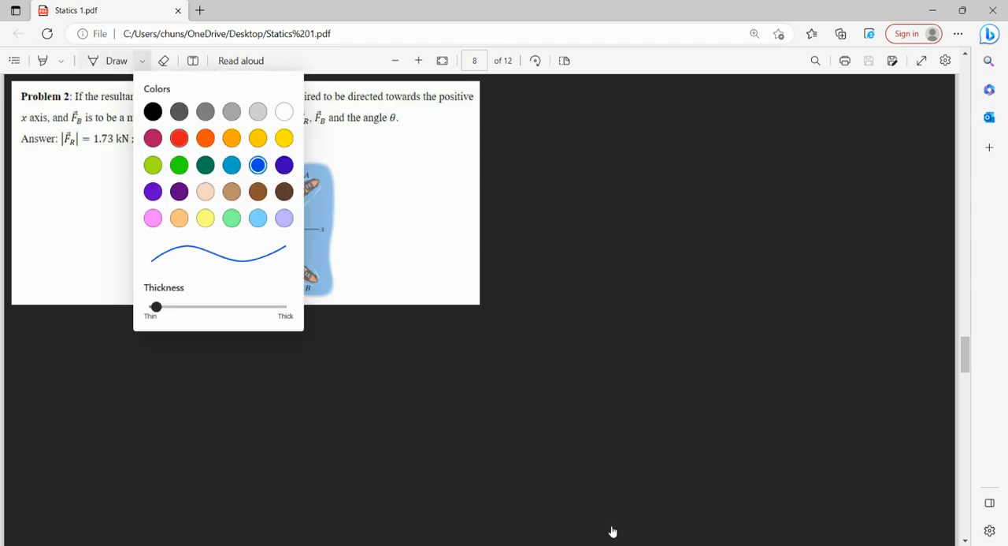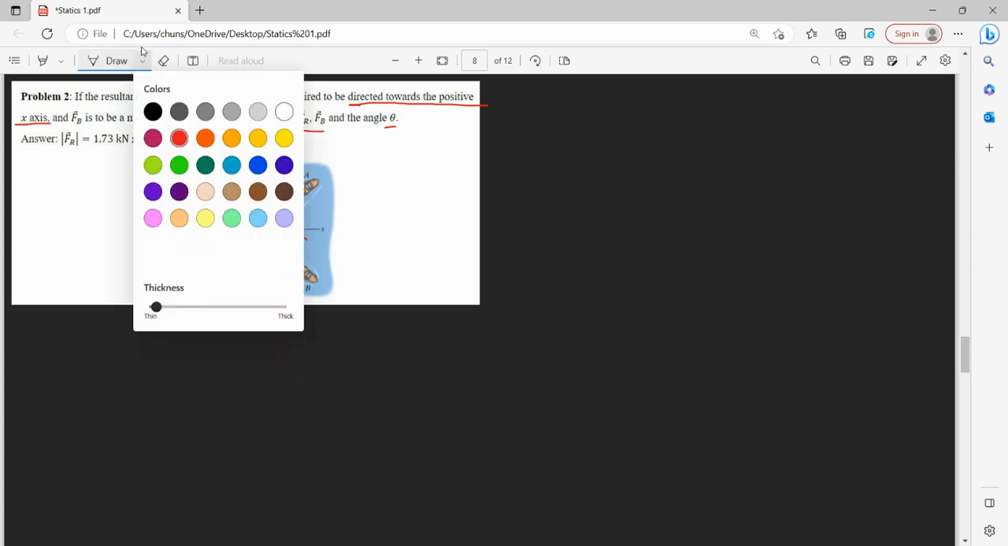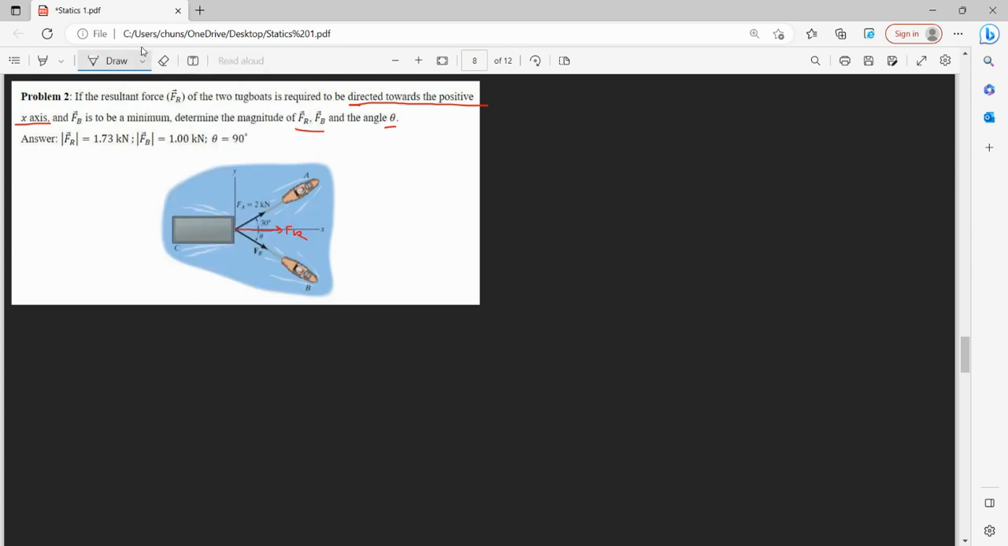Our first question is asking us if the resultant force is required to be directed in the positive x-axis. So let's draw that right now. Fr. And Fb is required to be a minimum. Determine the magnitude of Fr, Fb, and the angle that Fb makes with the x-axis. So right off the bat, there's a lot of things going on, lots of unknowns happening. So what to do with this question?